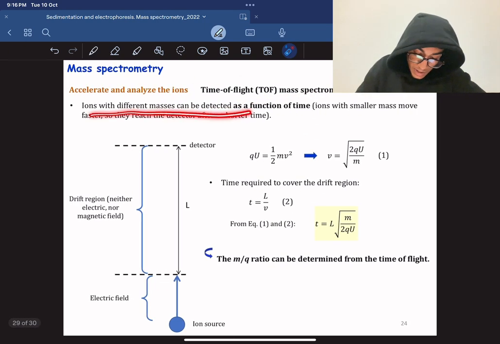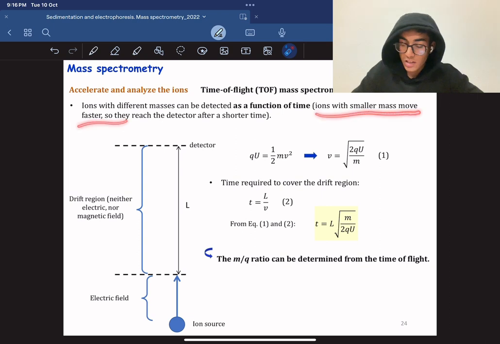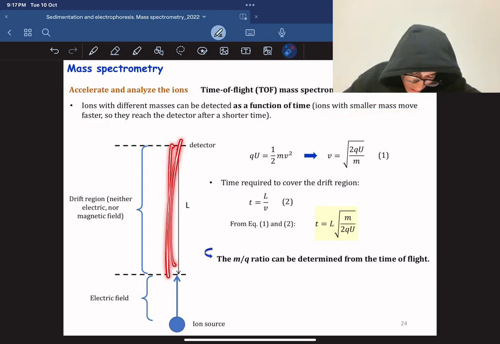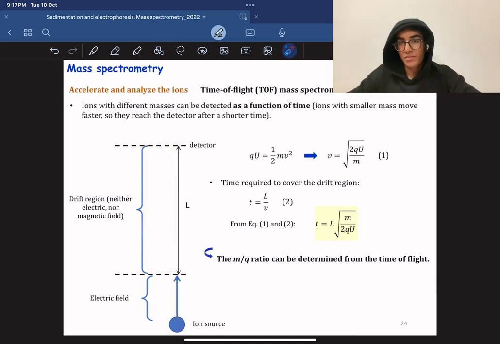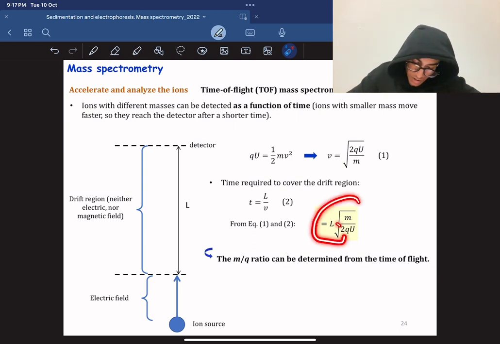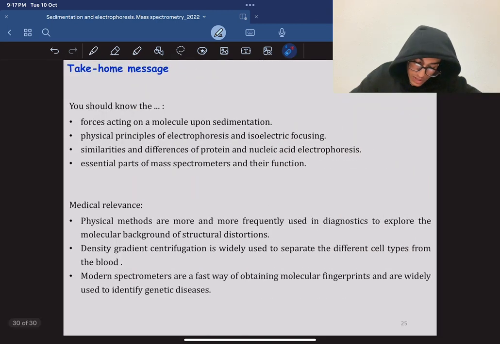Ions with different masses can be detected as a function of time. Ions with smaller mass move faster, so they reach the detector after a shorter time. I explained this almost. So yes, this is going to be the region, the tube that I drew, and this is going to be the detector, the electric field is the ion source, and boom, boom. You saw it. We understood this. And this is the time required to cover the drift region. So this is a formula that we should also learn, that refers to the length, mass, and 2QU. Okay, so that was that, guys.